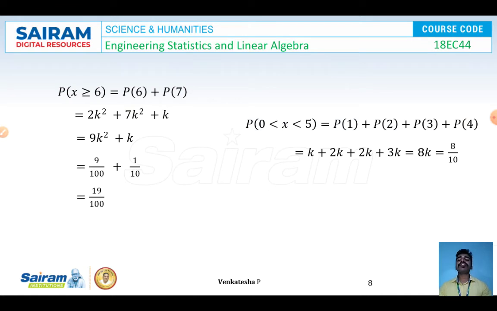Similarly, P of x greater than or equal to 6 will be equal to what? P of 6 plus P of 7. I'm including 6 also here, since it is greater than or equal to 6, we have to include 6 also. So I'm taking P of 6 plus P of 7.